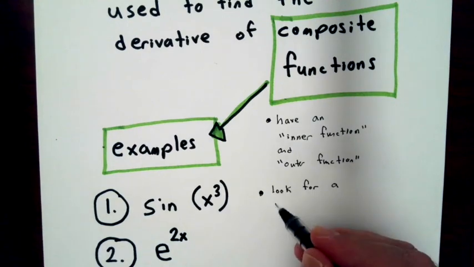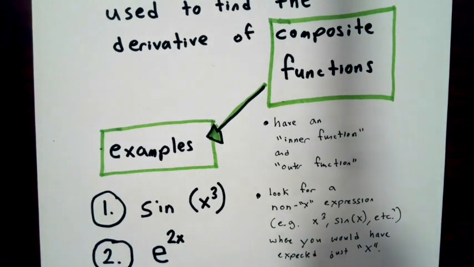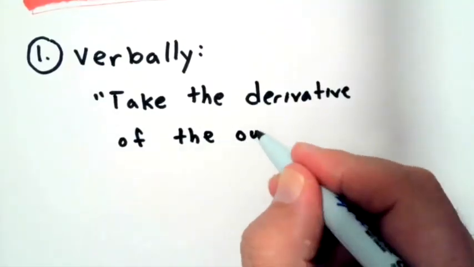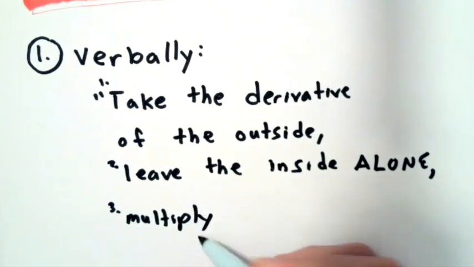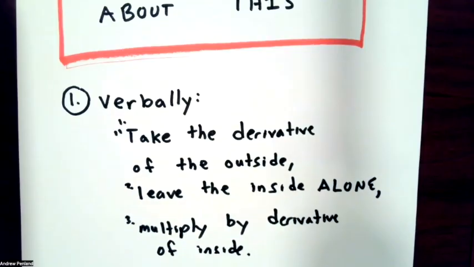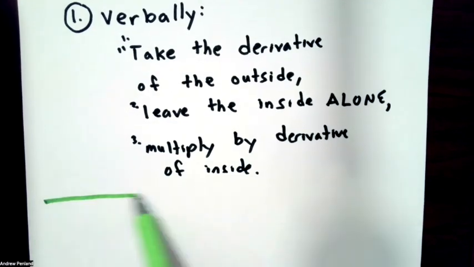Another way to recognize them is that you have a non-x expression like x cubed or sine of x where you would have expected to see just x. There are three common ways to think about taking a derivative using chain rule. The first is verbally. In words, we could just say, take the derivative of the outside, leave the inside alone, and multiply by the derivative of the inside.